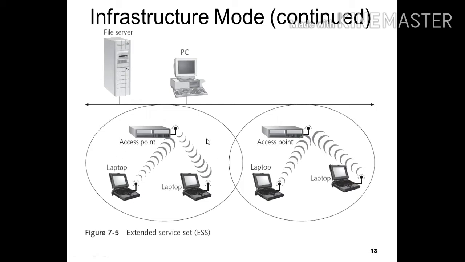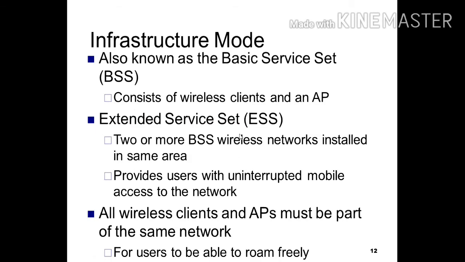In order to increase the range of the wireless LAN, you can use another access point, but this range should overlap with each other. So this set is called another basic service set. This is basic service set 1, this is basic service set 2, and this is called an extended service set. So infrastructure mode is also known as basic service set. It consists of a wireless client and an access point. Extended service set, which is already explained, is two or more BSS, that is, basic service set wireless networks installed in the same area, called an extended service set.